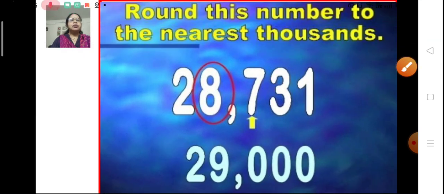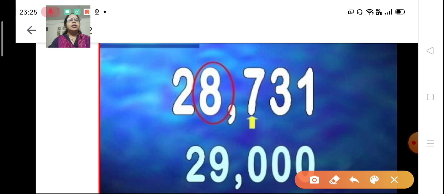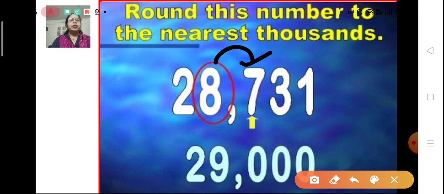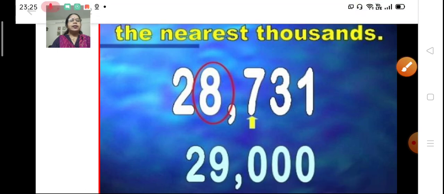The next one, rounding off to the nearest 1000. Again we see the digit that is to the right of the place to be rounded off. So it is 7 here and it is more than 5. So this number can be rounded off as 29,000.